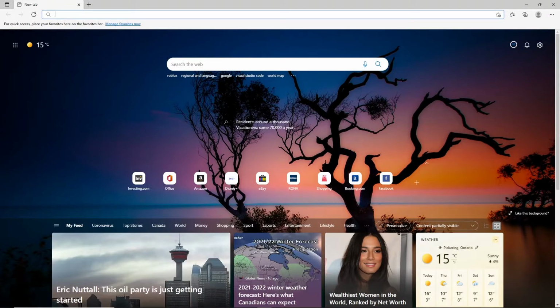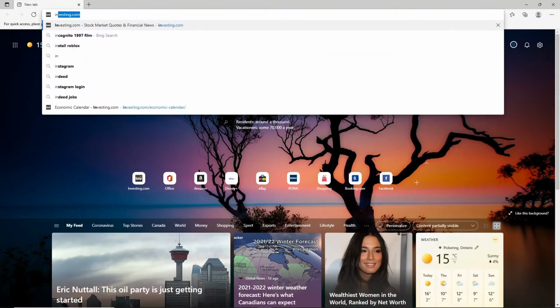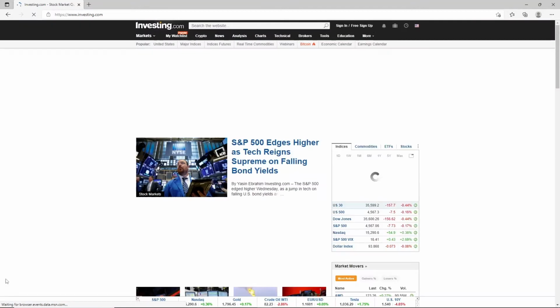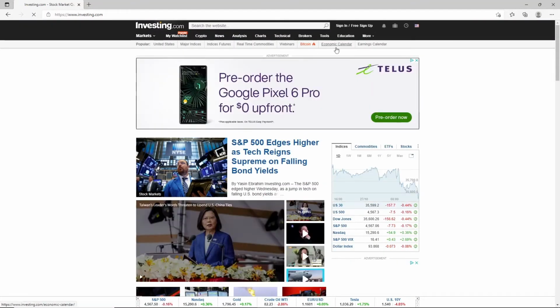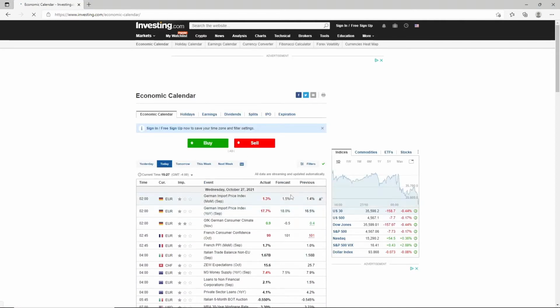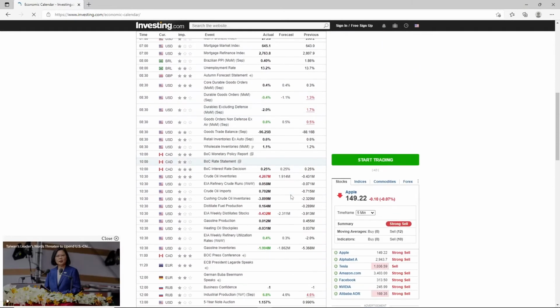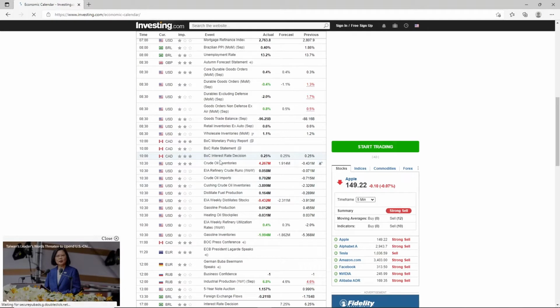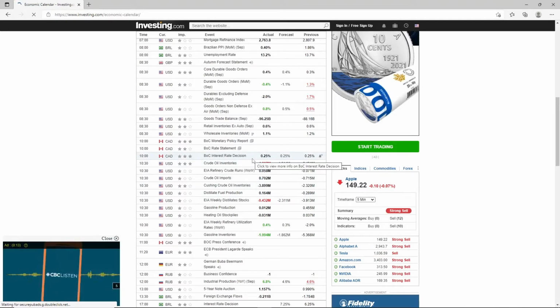We can see the event in investing.com. Go to the economic calendar. $10, interest rate decision.